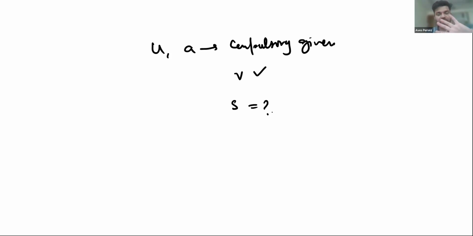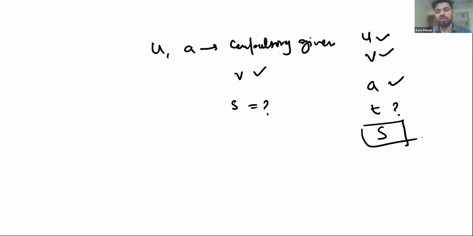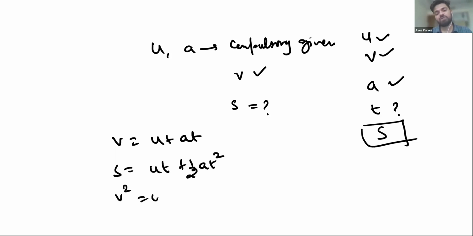Out of the five, that is V, U, A, T, and S, four will be either given or asked. Like this one is given, this one is given, this one is given, and this is asked. And the one that is neither given nor asked, let's say S, we have to find the equation which does not have it. That is S equals UT plus half AT square, and V square equals U square plus 2AS.